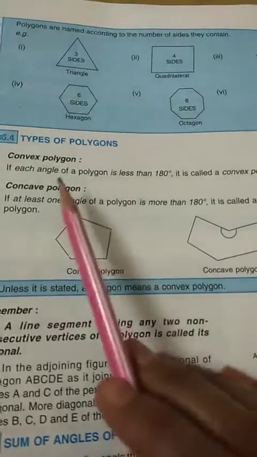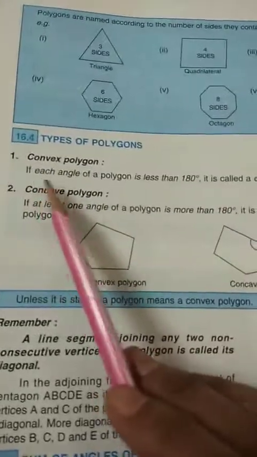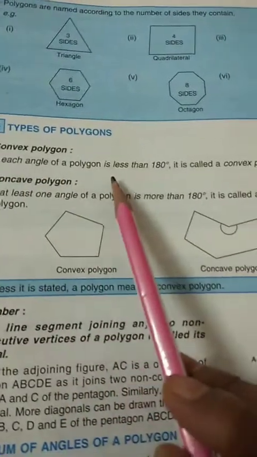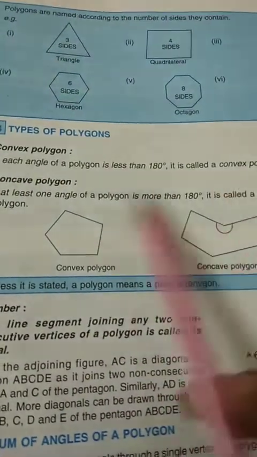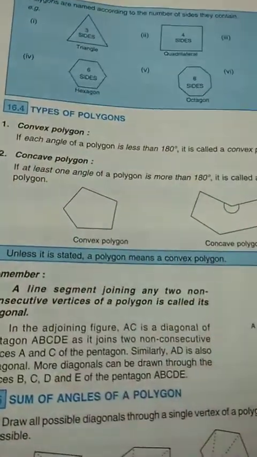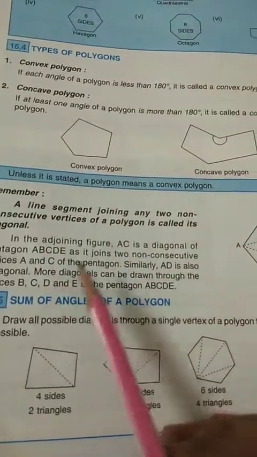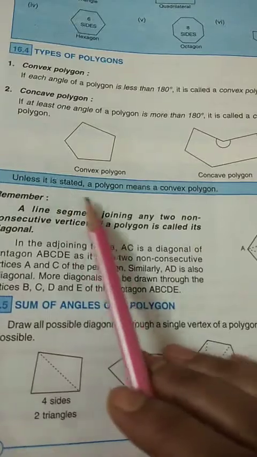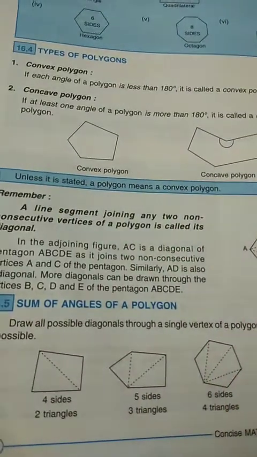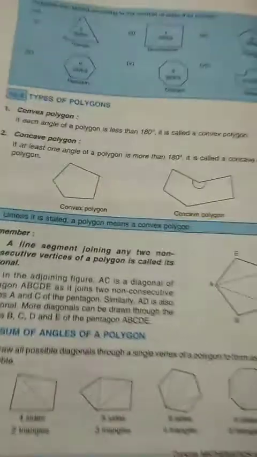Now we have convex and concave polygons. If each angle of a polygon is less than 180, it is called convex, and if it is more than 180, it is called a concave polygon. We have nothing to do with convex and concave polygons. We will consider only convex polygons. We don't have to do anything with concave polygons.